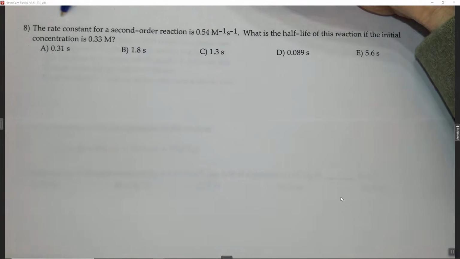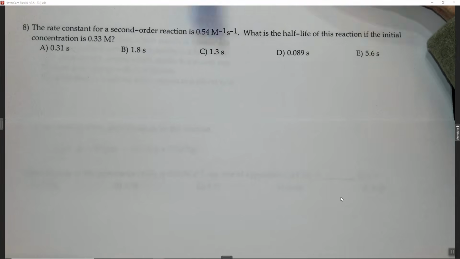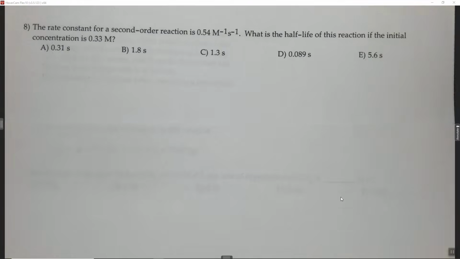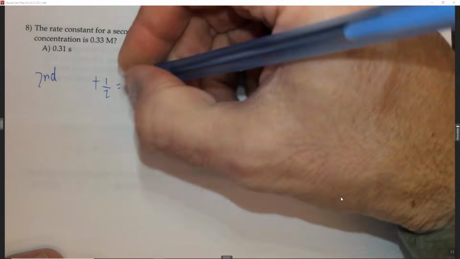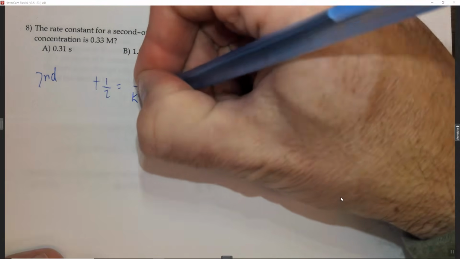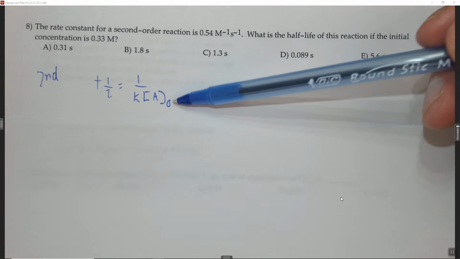All right, number 8 says, the rate constant for a second order reaction is 0.54 per molar per second. What is the half-life of this reaction if the initial concentration is 0.33 molar? Each of the reactions, zero order, first order, and second order, has a half-life equation. For the second order reaction, the half-life is t1/2 equals 1 over k times the initial concentration of A. Second order half-lives, and similarly zero order half-lives, are not as useful because they have the initial concentration of A in them.